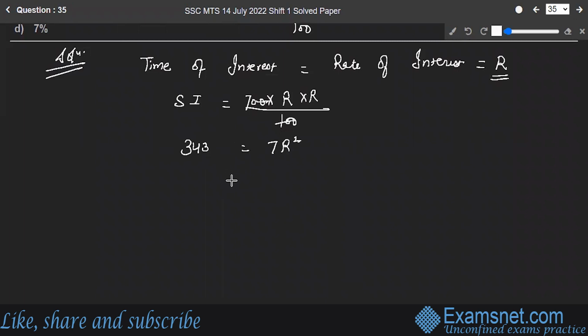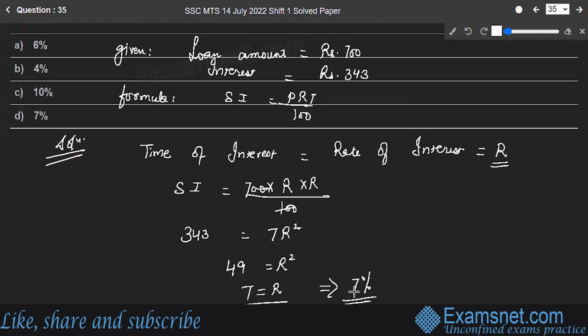Dividing 343 with 7 gives you 49 is equal to R square, which gives you R is equal to 7. So the rate is equal to 7%. That's it. We got our answer. Let's check. Option B is the correct answer to the question. Hope you are clear with this. Then let's move to the next question.